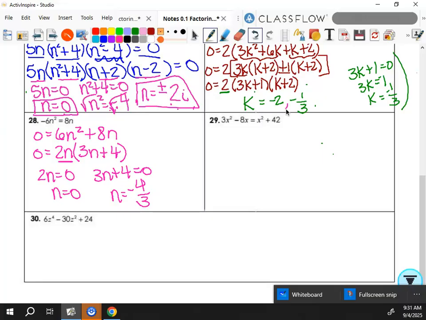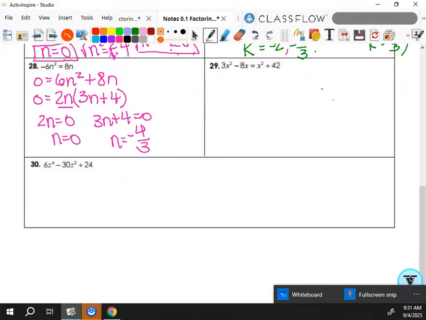I need to set number 29 equal to 0. Do you want to move everything to the left or to the right? Left. Okay, so this will be 3x squared minus x squared. So it gives me 2x squared. Then, and you can mark them out as, okay, I used those. Then minus 8x, and then minus 42 equals 0.